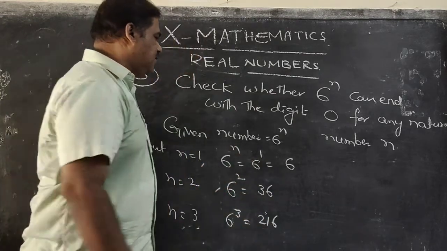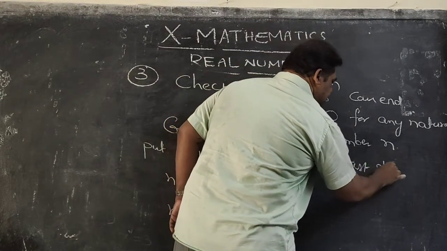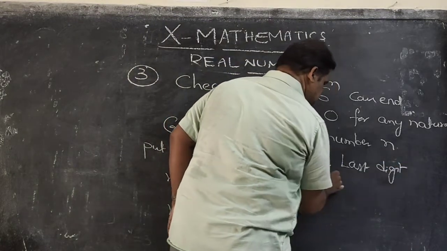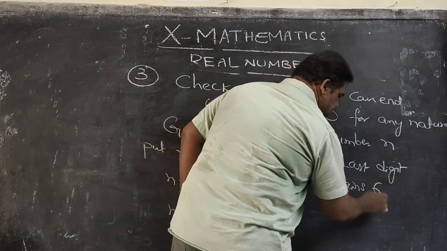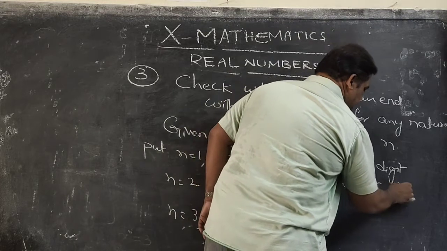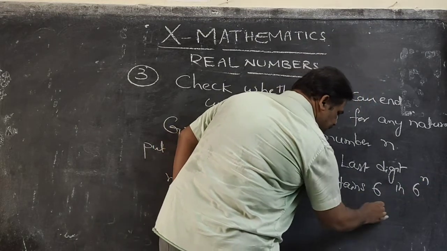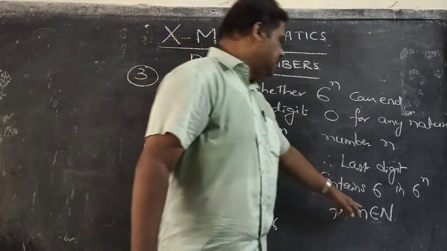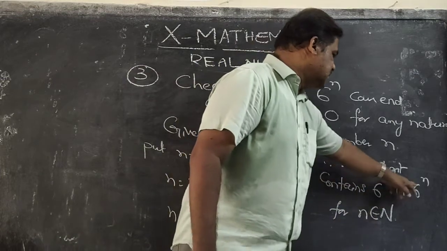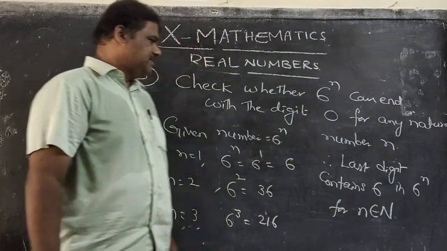6. Therefore, last digit contains 6 in 6 to the power n for any natural number. If you take any natural number for n, we will get 6 to the power n, a number which is ending with 6.